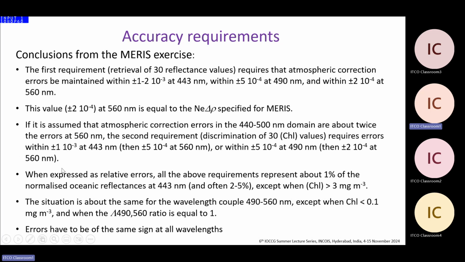Okay, but we can skip this. This is not really important. It's a bit detailed. And when these values, which so far are expressed in terms of reflectance, are expressed as relative errors, they could represent 1% of the normalized oceanic reflectance at 443 nanometer and up to 15%, except when the chlorophyll is going to be quite large. That's the challenge we have. Again, keep in mind when we use a band ratio, when the chlorophyll is large, the reflectance in the blue is becoming very low. It's not changing much, so it's making the algorithm very sensitive to any error.